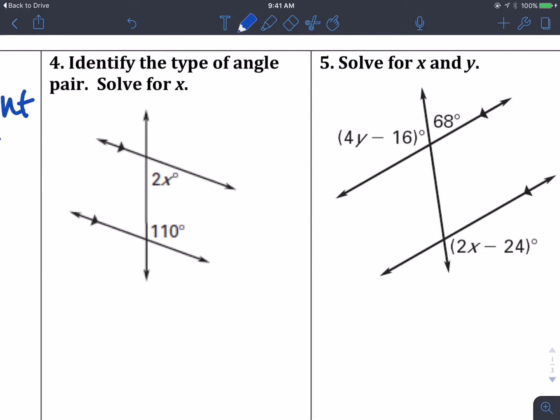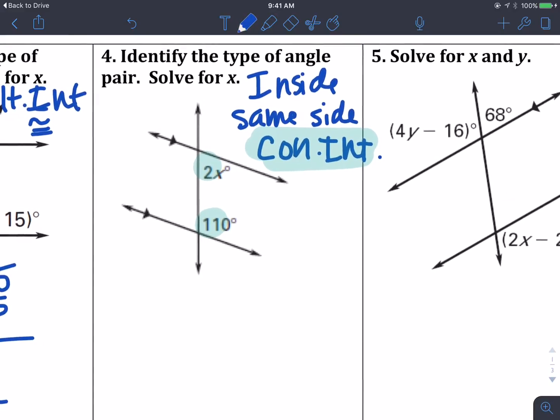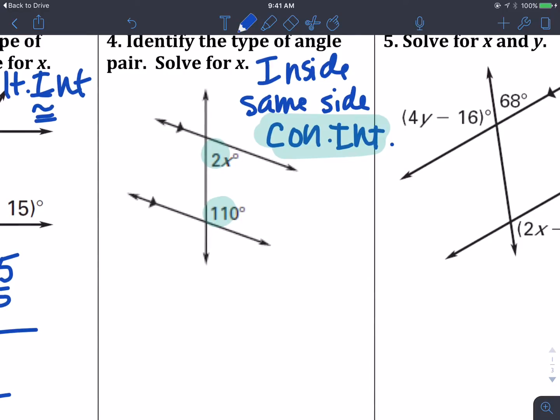Identify the type of angle pair. So I've got this corner and this corner. They are inside the parallel lines, but now they're on the same side. They're both on the right side here. So it's not going to be alternate interior, it's going to be the other interior. These are consecutive interior. So consecutive interior are a little bit different. They're the only ones that are not congruent.